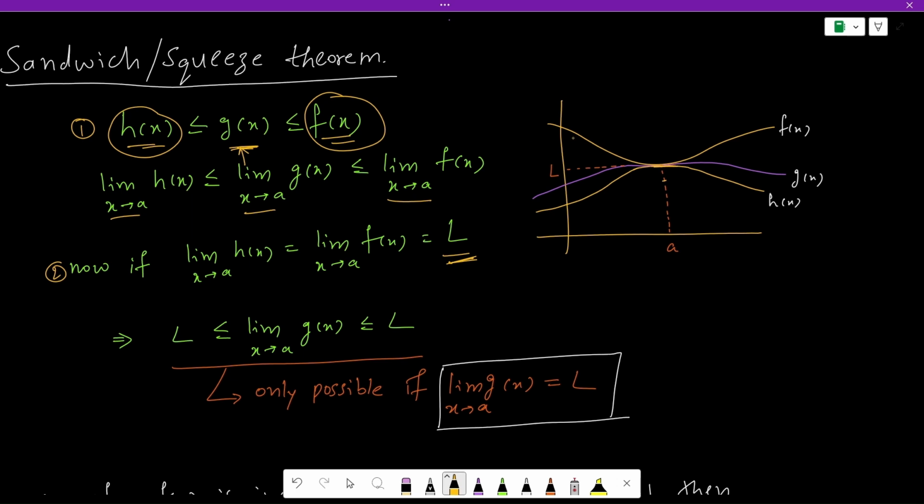Why is that so? Because as you can see in this graph, this is f(x), right, and this is h(x). So g(x) wants to remain in between both of them. So it is only possible at this point if g(x) equals L, right? Because both of them, f(x) and h(x), have the value of L at x equals a. So g(x) must also be L. Only then this condition is possible, right?